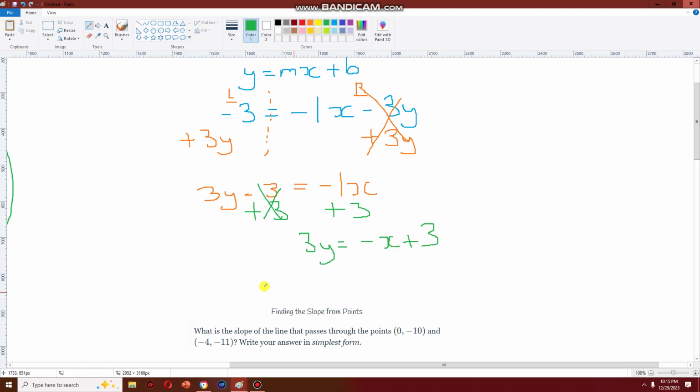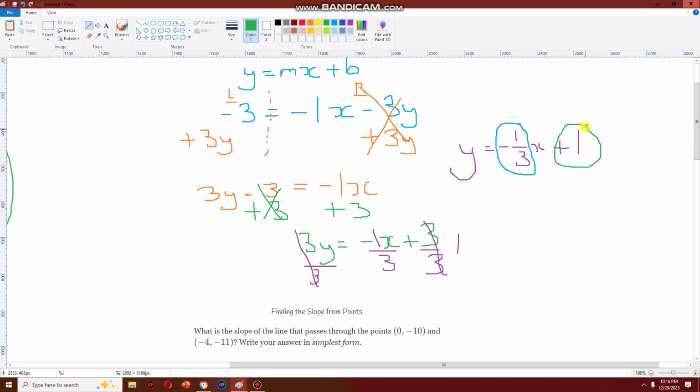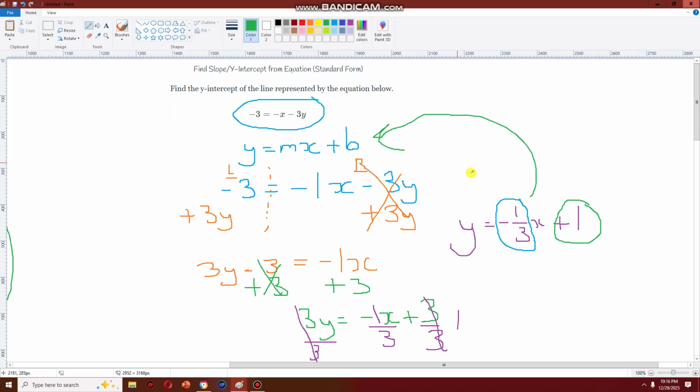Now, y has to be alone. 3 is in its way, or 3 is stuck to it. How do we get rid of the 3? We divide. Divide this by 3, divide this by 3, and divide this by 3. 3 divided by 3 is 1. Y is free. This minus 1 becomes minus 1 over 3x. And plus 3 divided by 3 becomes 1. And there we go, kids. Our slope is minus 1 over 3, and our y-intercept is positive 1. We made it look like this. That's how you do it.